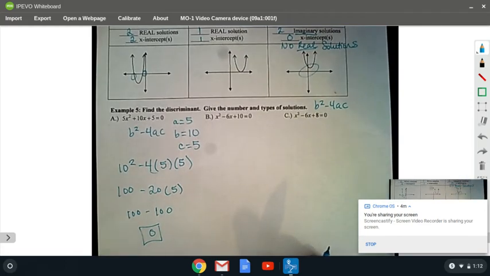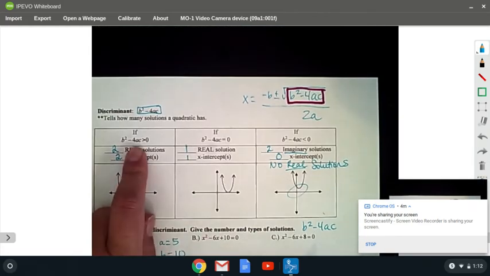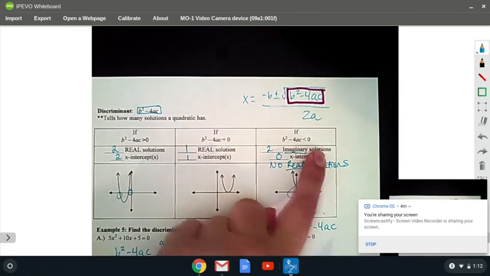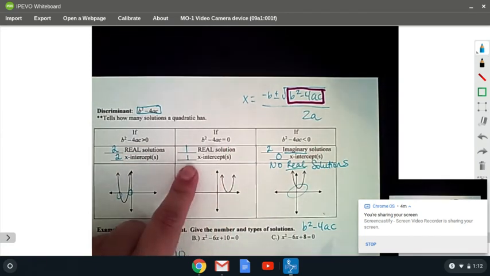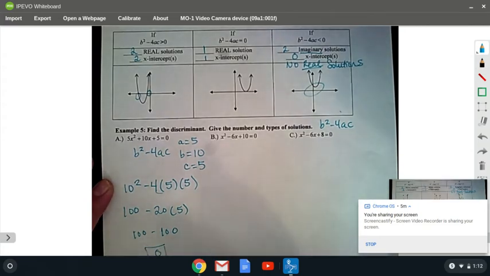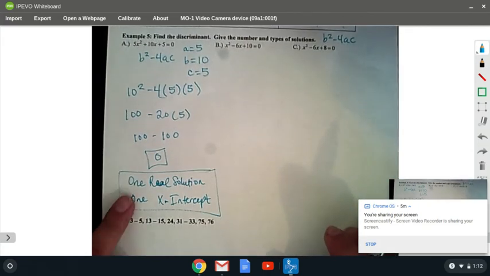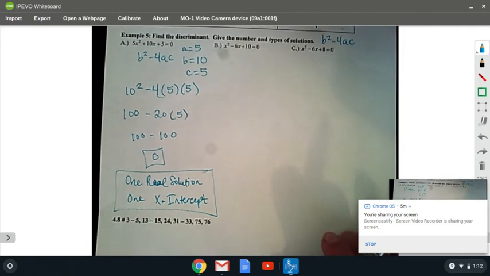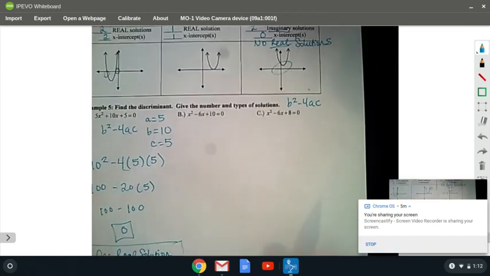So if my discriminant equals 0, so this is greater than 0, equal to 0, less than 0. So we're in the middle. That means we have one real solution and one x-intercept. Okay. One real solution, one x-intercept. Now, if I wanted to know what that one solution and x-intercept is, I'd have to use the quadratic formula to find it. Okay. Let's do another one of these.